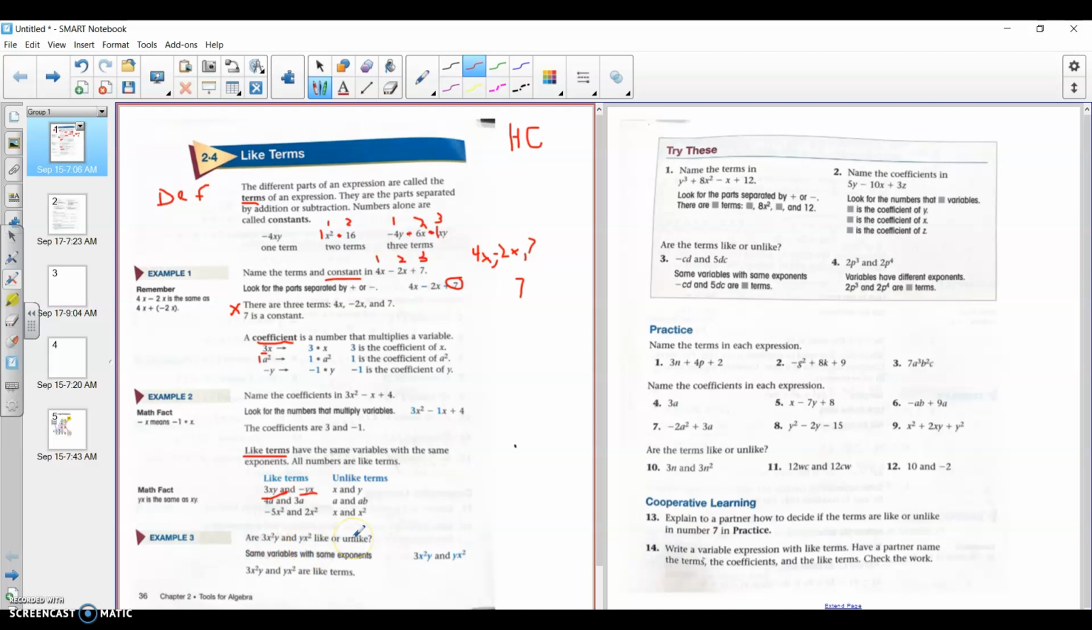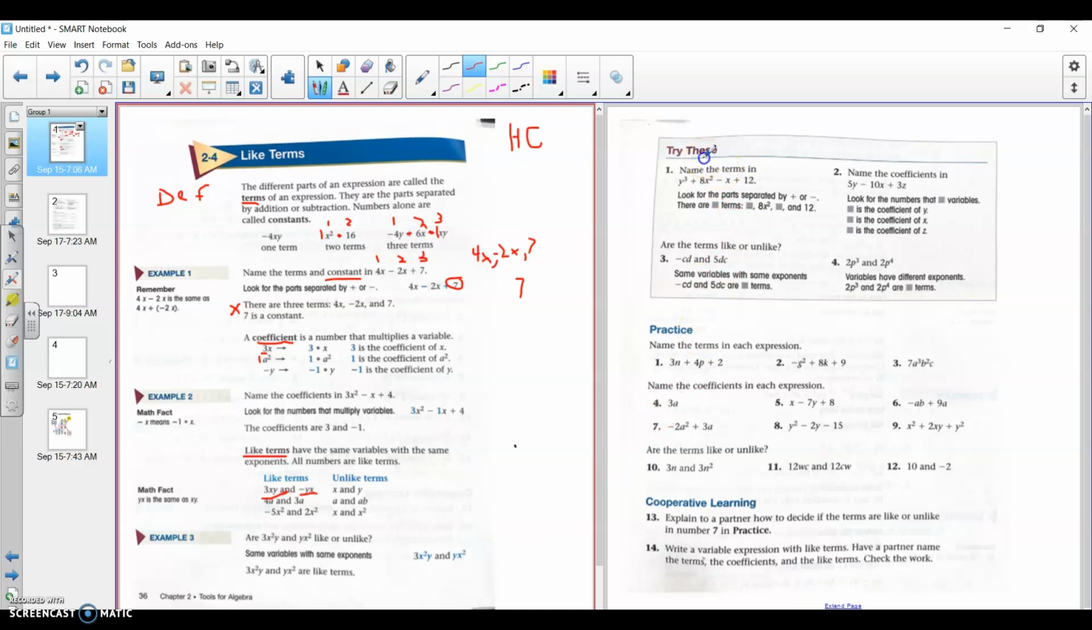And so for your example, in example number 3, are 3x squared y and yx squared like or unlike? Well, let's just go take a look at the variables first. So you have x squared and x squared. You have y and you have y. We don't care about the coefficients before them. They can be different digits, and that's okay. So in this one, yes, 3x squared y and yx squared are like terms because the variables are the same and the exponents, in this case for the variables, are the same.